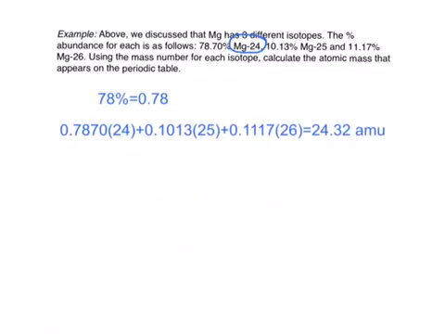So that's it for today. That's your summary of subatomic particles, atomic mass, and isotopes.